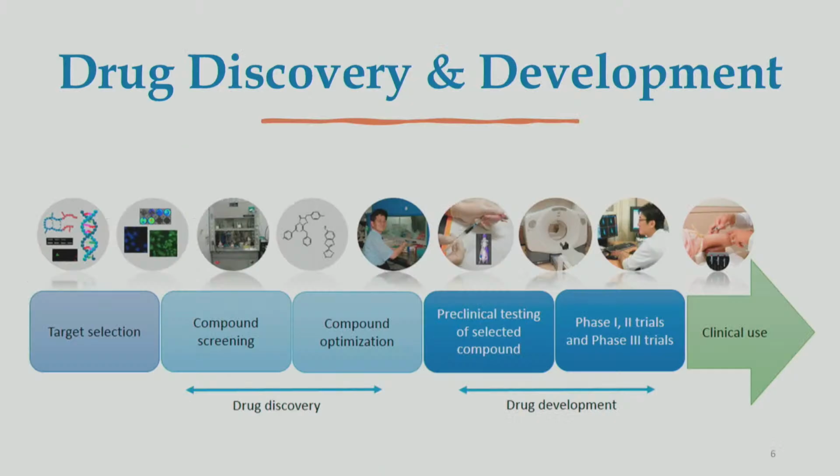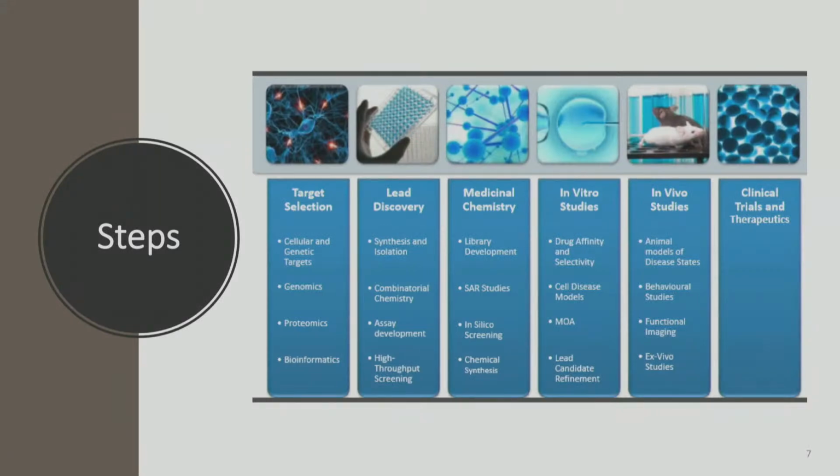If you look at the entire process of drug discovery and development, it is a very stringent and regulated process. Each and every step is monitored, developed, and approved, because everything is correlated with public health concern. So the entire process is divided into two types. One is discovery, and the second one is development. Target selection, compound screening, and optimization come under drug discovery, whereas the preclinical trials and clinical trials come under drug development. So these are some of the initial steps.